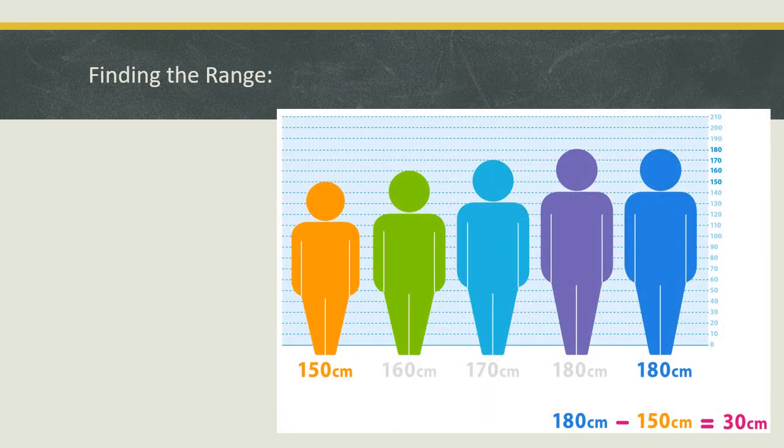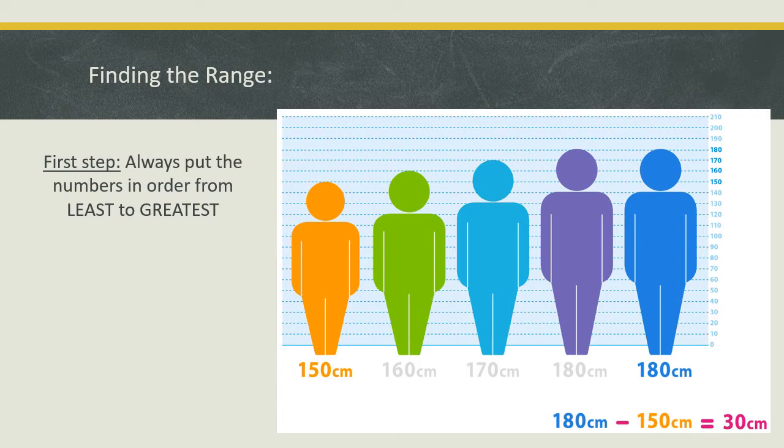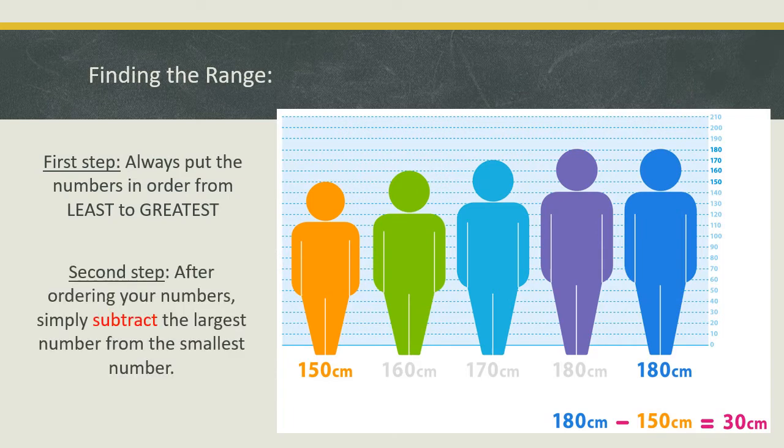So again, we're going to go through these and we're going to talk about some steps that we go through to find the range. The first step is to put them in order from least to greatest. That's the easiest way that you can find the least number and the greatest number, or the smallest number and the biggest number. Okay, so after you put them in order, then you simply subtract the smallest number from the largest number. So here you have 180 centimeters minus 150 centimeters, and you found the range in height. So the difference in how much the heights vary is 30 centimeters.